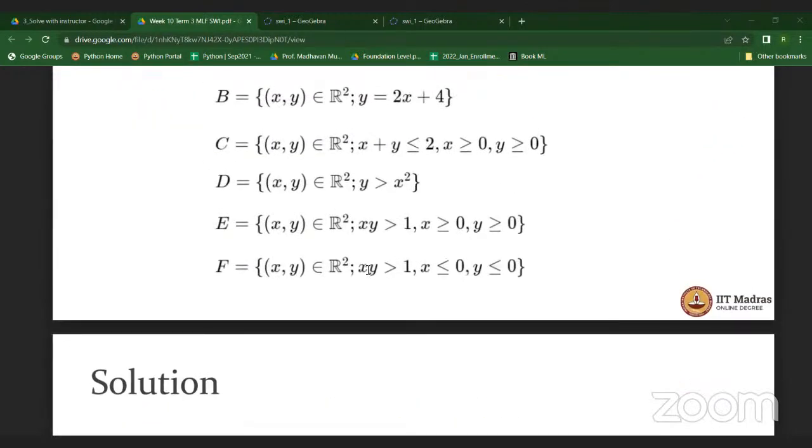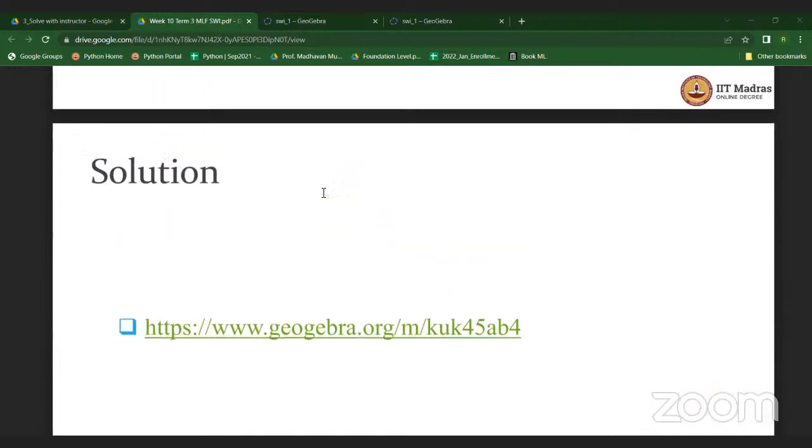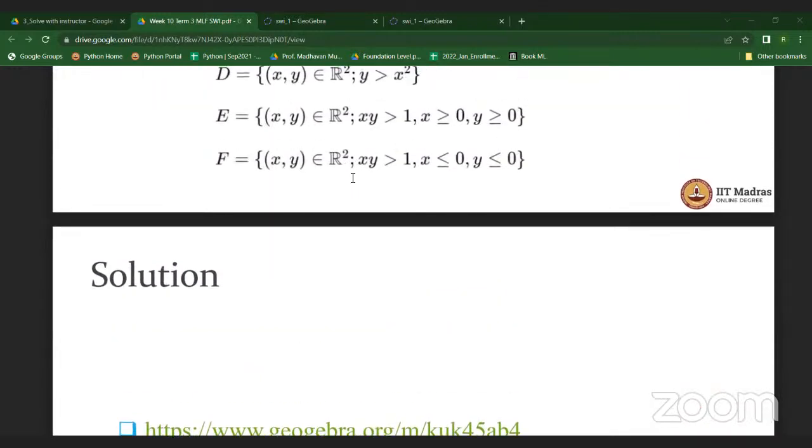Not this one. Yeah, double derivative with respect to x into double derivative with respect to y minus the mixed derivative whole square. That Hessian matrix, the determinant of the Hessian matrix. Yeah, see, in this particular case, right? Like in this particular case, correct.